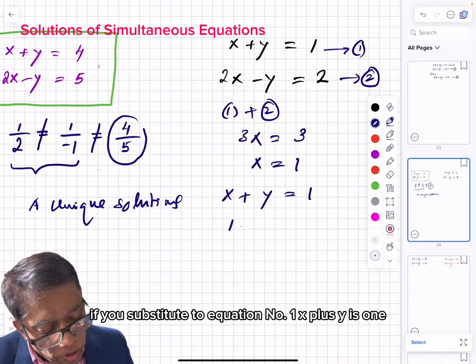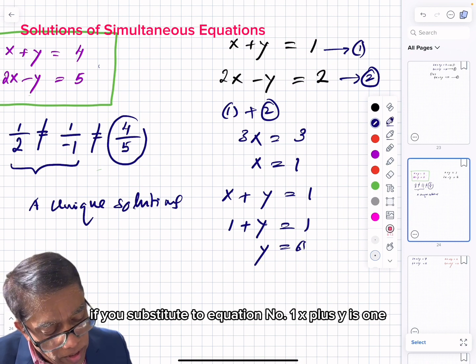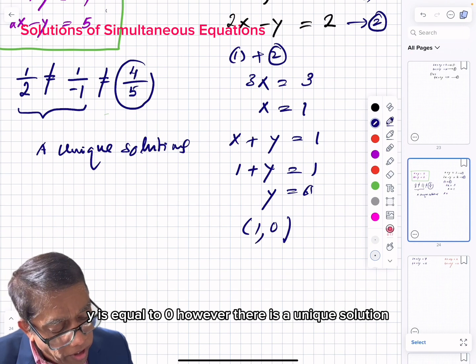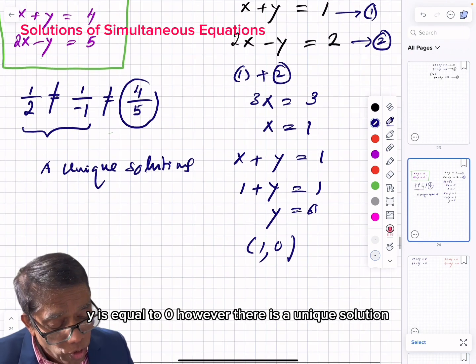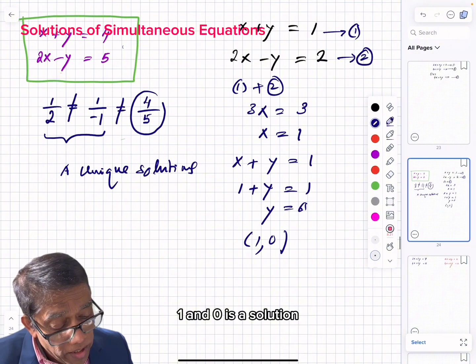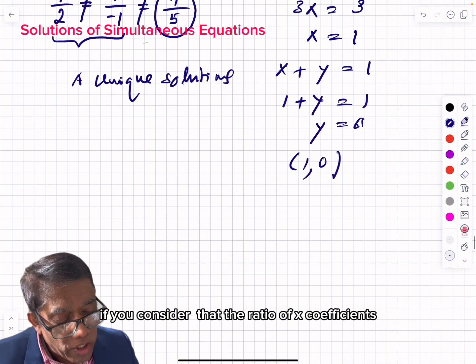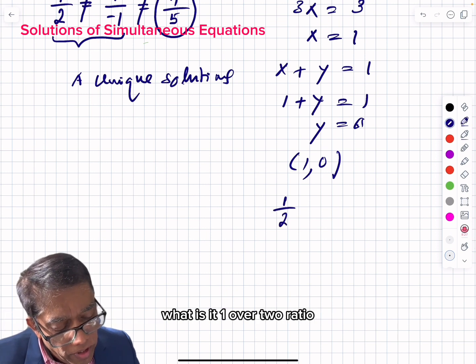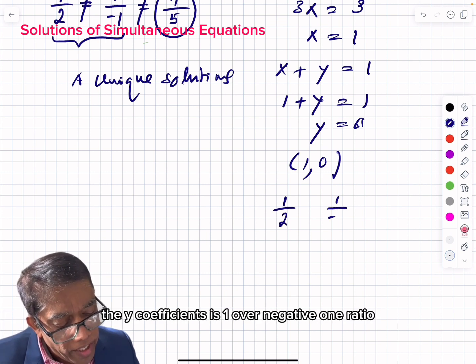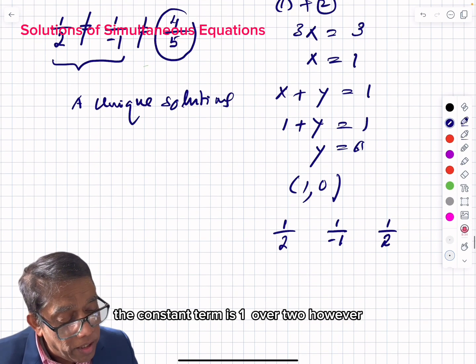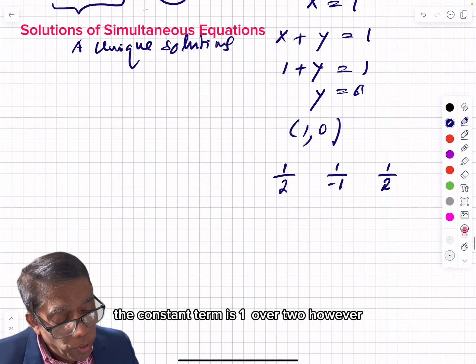If we substitute into equation number 1, x plus y is 1, y is equal to 0. There is a unique solution. 1 and 0 is a solution. If we consider the ratio of the x coefficients, what is it? 1 over 2. The ratio of the y coefficients is 1 over negative 1. The ratio of the constant terms is 1 over 2.